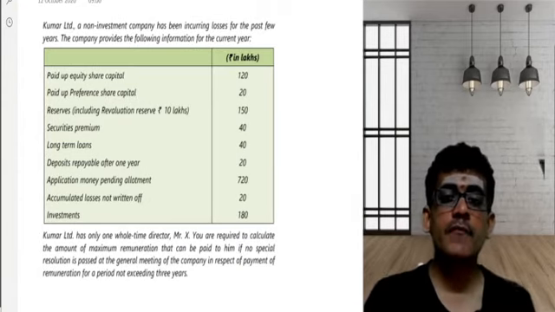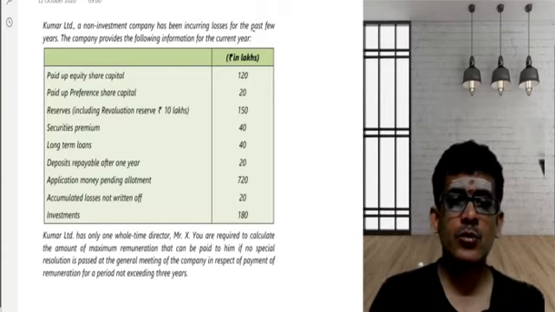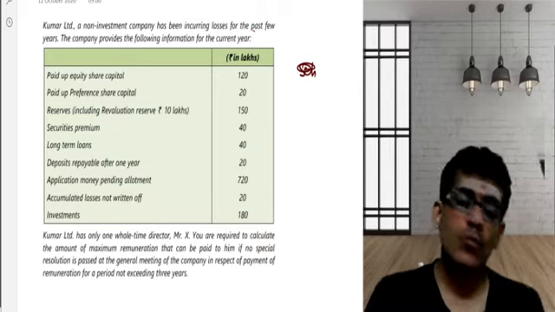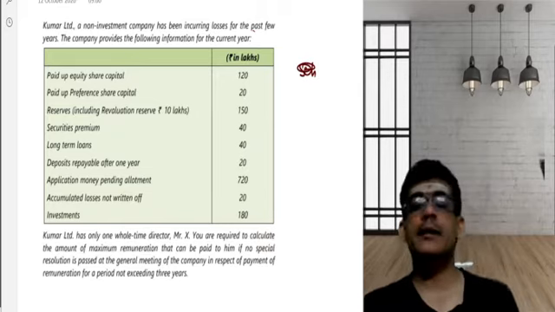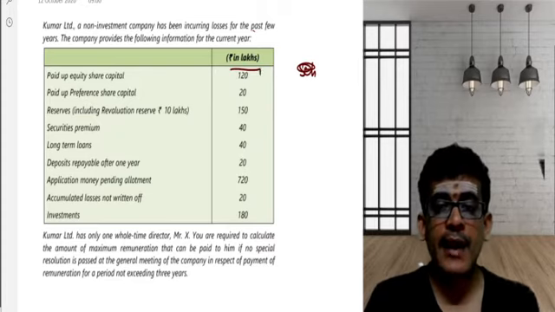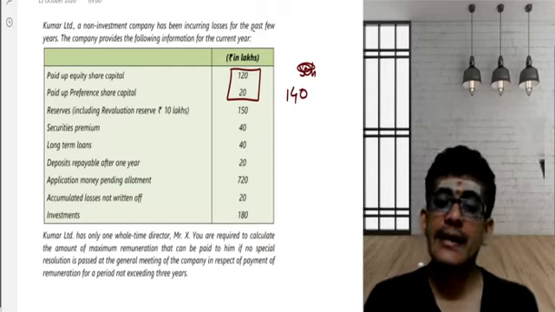Problem number 3. Kumar Limited, a non-investment company, has incurred losses for the past few years. He has given you the paid up. So I want you to solve this problem. You need to calculate your effective capital. How do you calculate your effective capital? Aggregate paid up. So what is the aggregate paid up? 140 is nothing but the aggregate paid up.